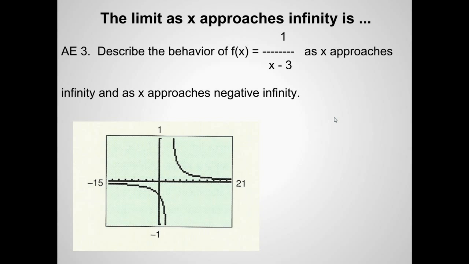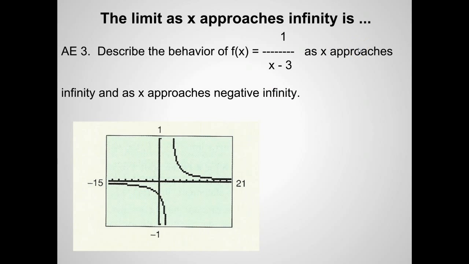But in this case, we're not looking for the behavior of the function around 3. We're looking for the behavior of the function as x approaches infinity and negative infinity. So we're tracing along this curve as x gets larger and larger, and as x gets smaller and smaller. What are the values? What's the behavior of the function?